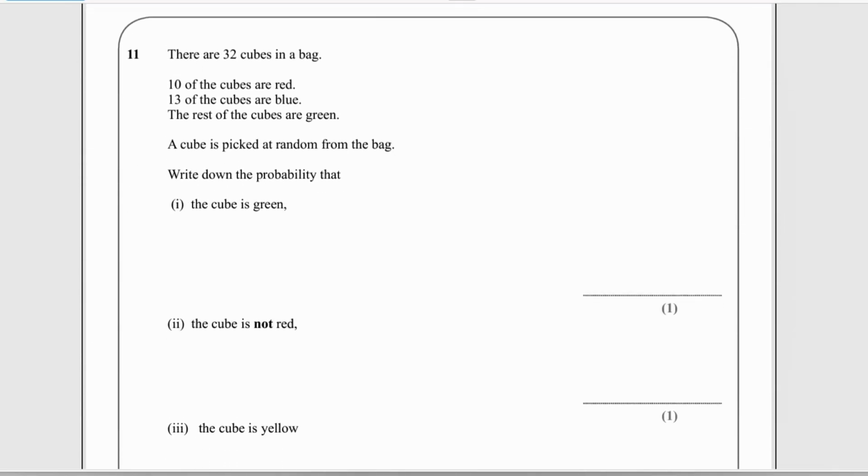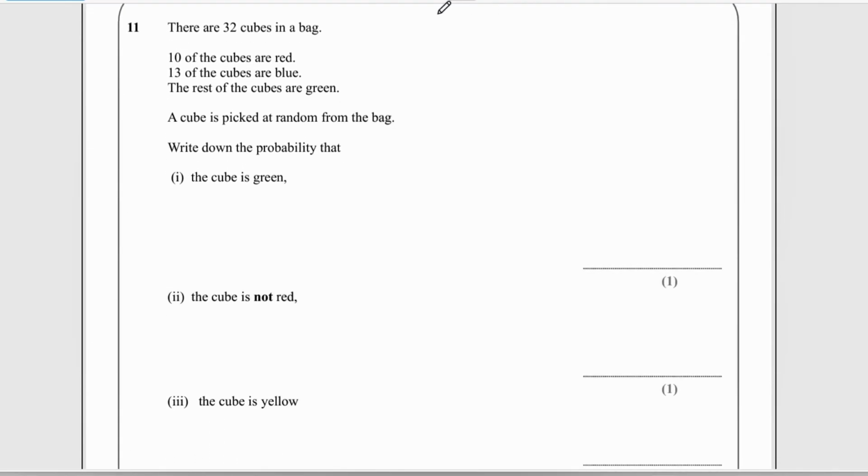Okay, we go to question 11. There are 32 cubes in a bag, 10 are red, 13 are blue, and the rest are green. Write down the probability that you have a green. So how many green cubes are there? You add 10 plus 13, okay, which is 23. Take away from 32, 32 minus 23, and that will give us 9. So we have 9 green cubes.